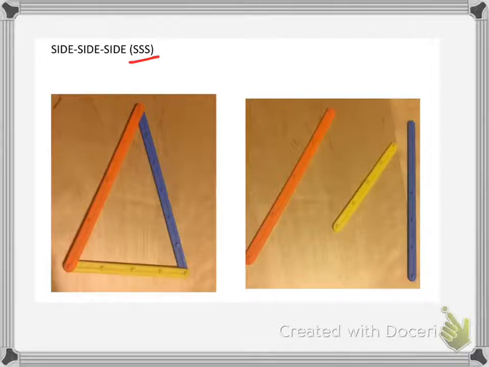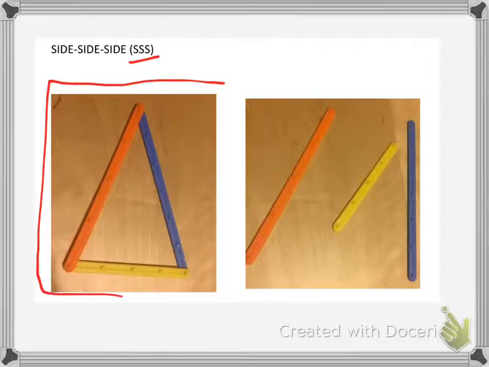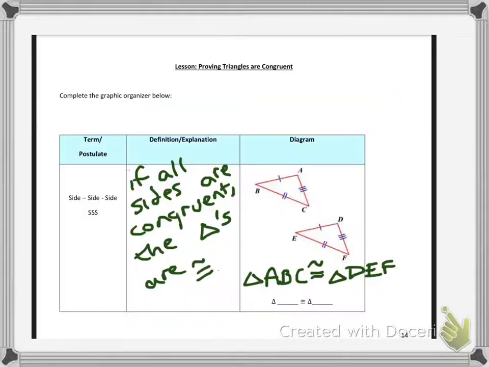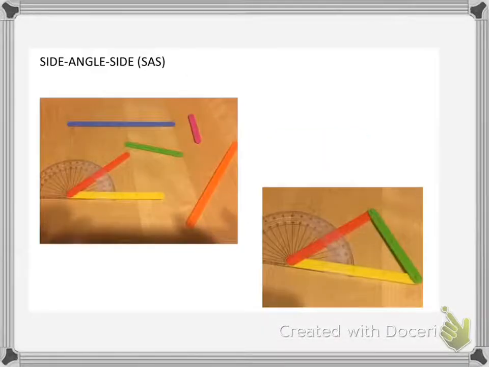So if I try to make another triangle using these same three sides, the only triangle I can possibly make is this one that you see on the left. There's no other way to put these three pieces together. It will always give you that triangle. So any two triangles you make with those three sides will always be congruent. So side, side, side. If all sides are congruent, the triangles are congruent. And the congruent statement is triangle ABC is congruent to triangle DEF, if you look at this diagram here.